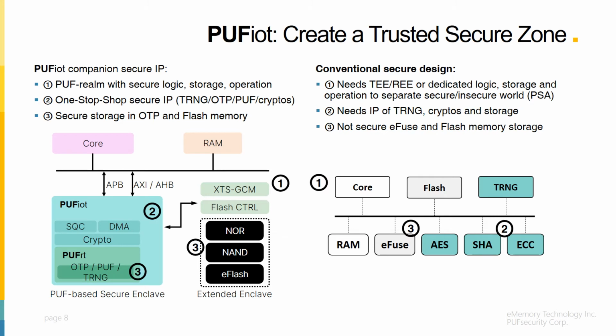This page wants to emphasize the main difference between PUFiot and conventional SOC with discrete crypto elements. First, PUFiot has dedicated secure logic, storage, and operation. The architecture follows the guideline of PSA, Platform Security Architecture, that has its own secure boundary for sensitive data management. The keys and sensitive information are well protected and only accessible in the PUFiot. No software or public working memory can touch the key.